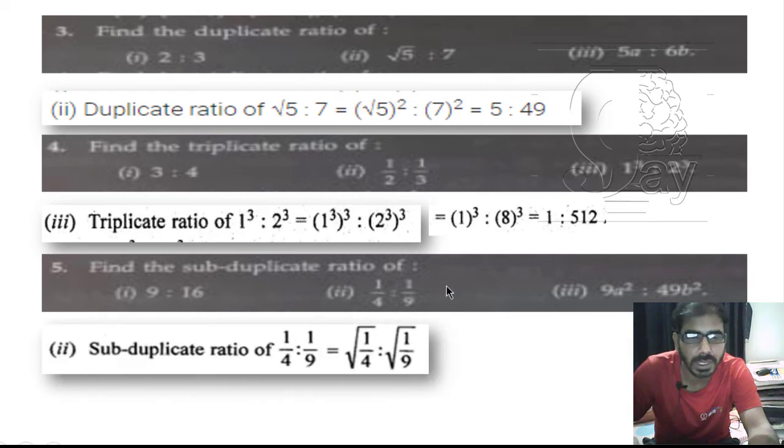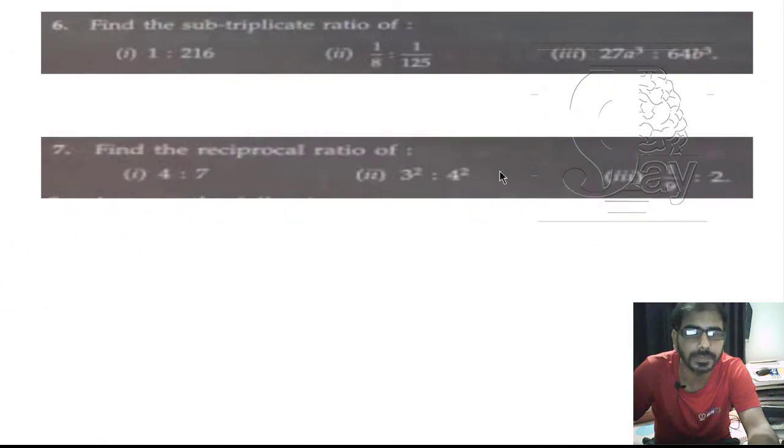Okay, see the next one. You have to find the sub-duplicate ratio. That means you are going to find the square root of the terms. So square root of 1 by 4 is 1 by 2, and square root of 1 by 9 is 1 by 3. So 1 by 2 is to 1 by 3, and when simplifying we get 3 is to 2. Okay, moving to the next question.